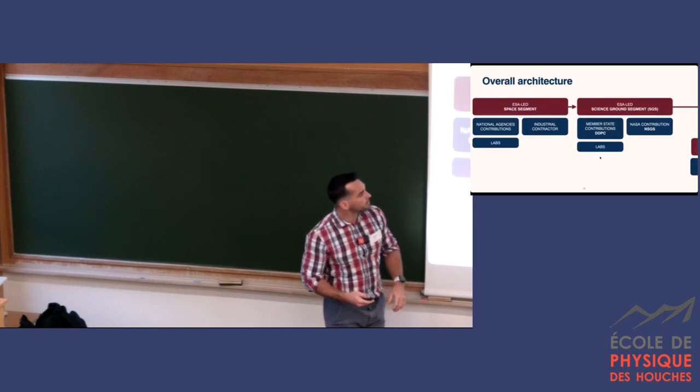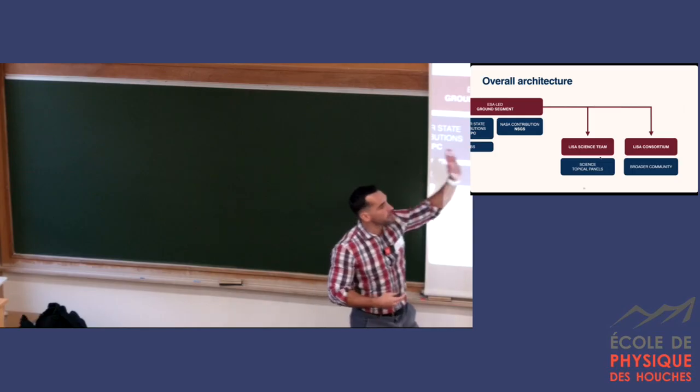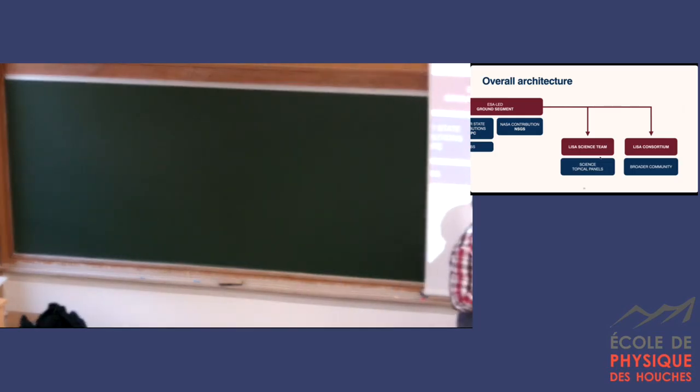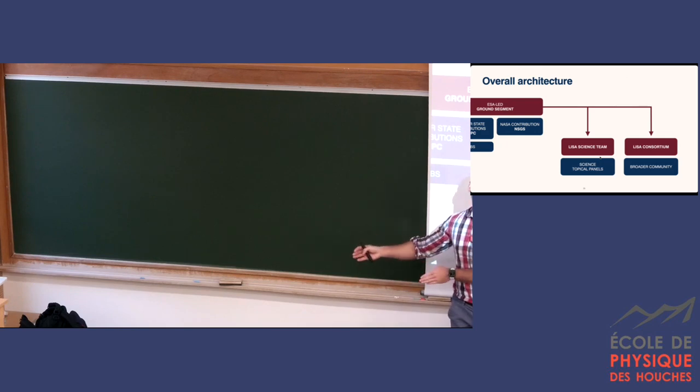If you go further down in terms of data flow, you have what's called the LISA Science Team, which is responsible to coordinate the main science objectives and analysis from the LISA data. And right now, they're starting to organize themselves, but when the data will come, they're responsible to perform the main golden analysis with the data. And they will form what's called science topical panels to answer different questions and write these different papers.